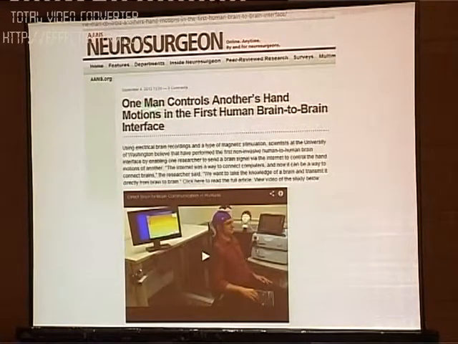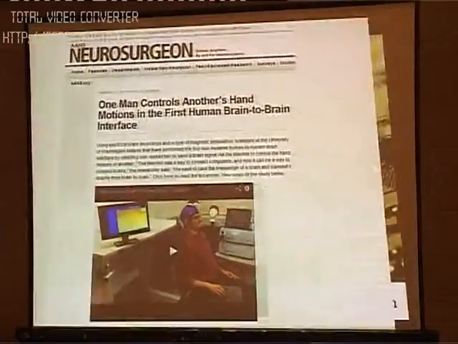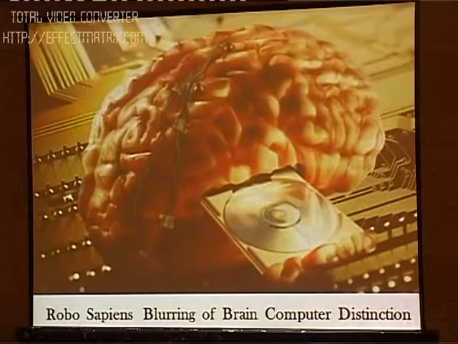You can see here one man controls another's hand motions in the world's first human brain-to-brain interface. I sit here. My electrical activity of my brain is recorded. There's another guy sitting at the other end of the table. His electrical activity of the brain is recorded. I am able to will him to move an object on his screen. If you think I'm bluffing, details are given here. I'll be happy to share with anybody whatever information they want. Homo sapiens is going to be replaced by Robo sapiens or Homo mobilicus.